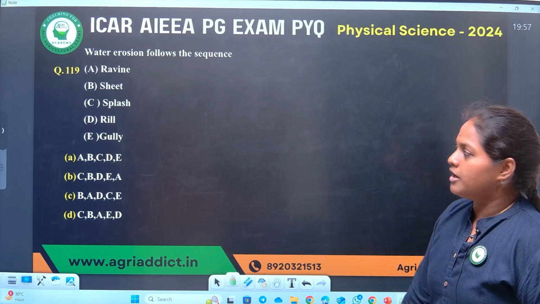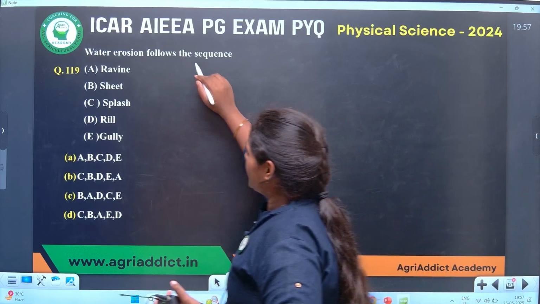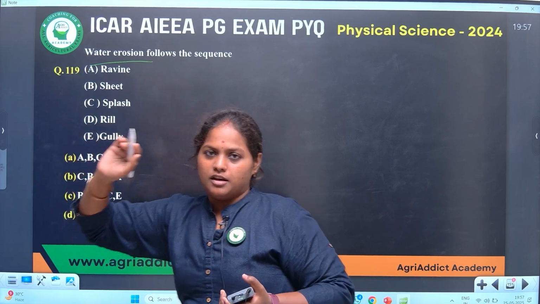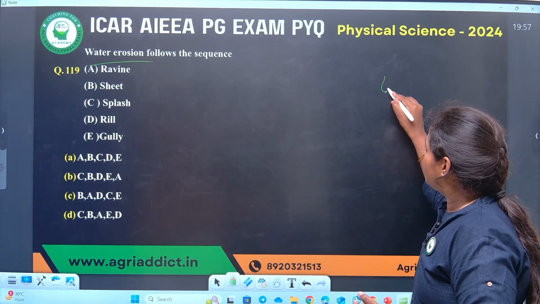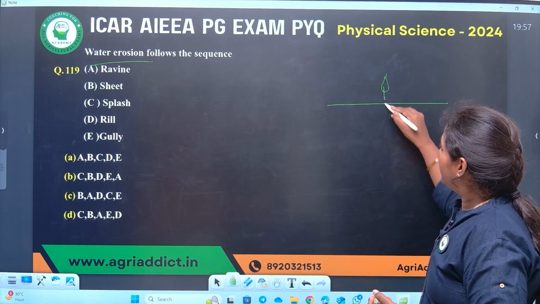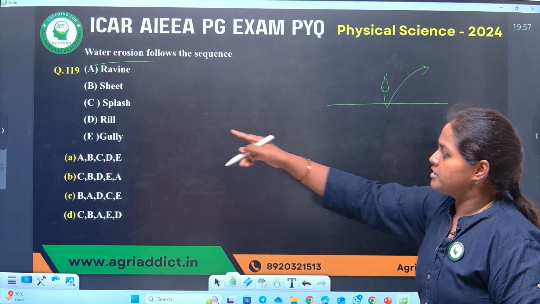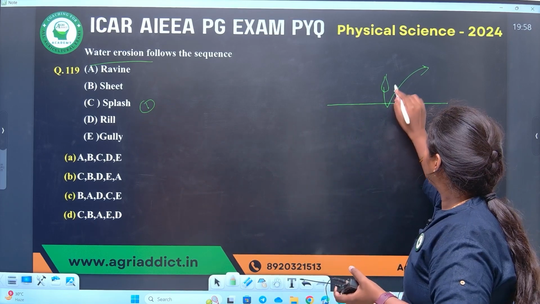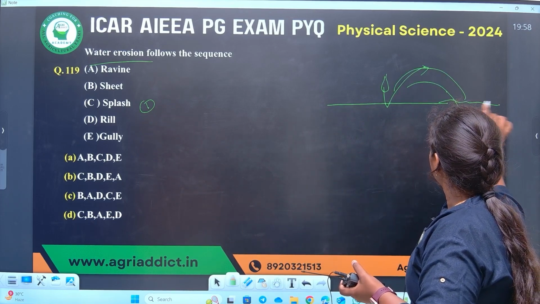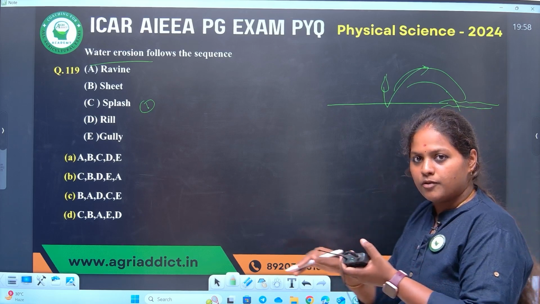Question number 119. Water erosion follows the sequence. How will water erosion happen? First, water droplet will fall on the soil. It will splash. So first one is splash erosion. After splashing of water, it will form a sheet on the soil. That sheet will be flowed away.